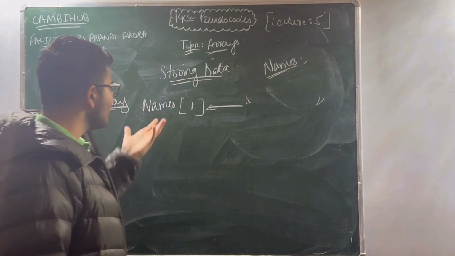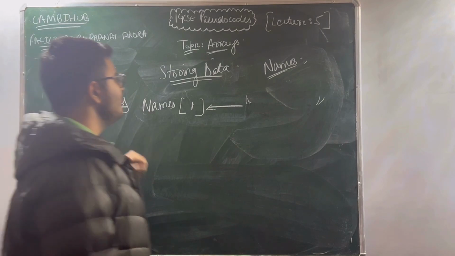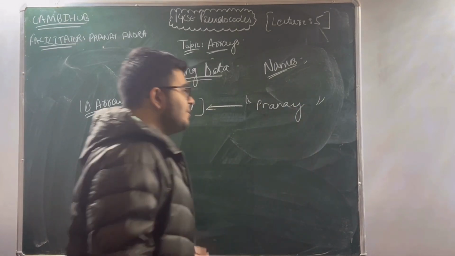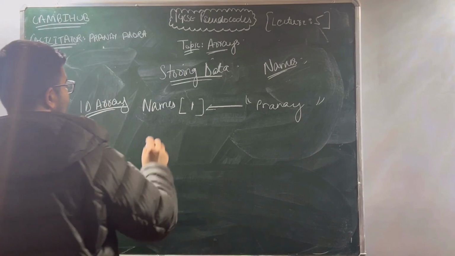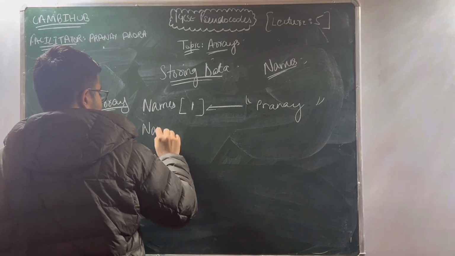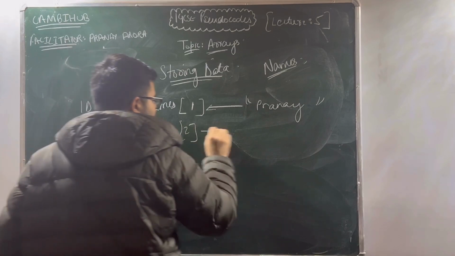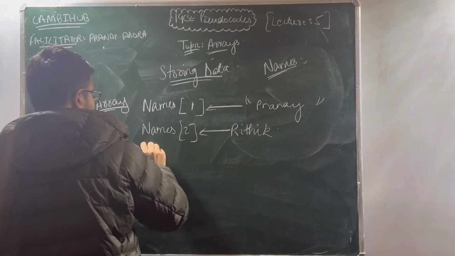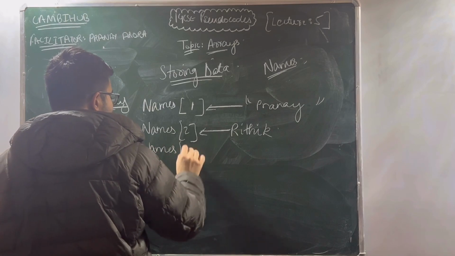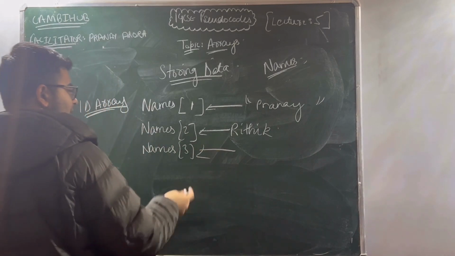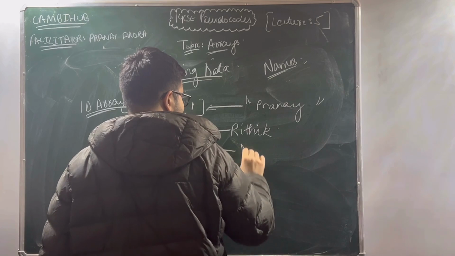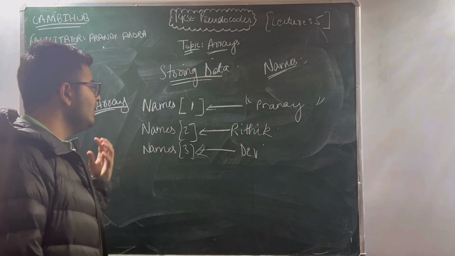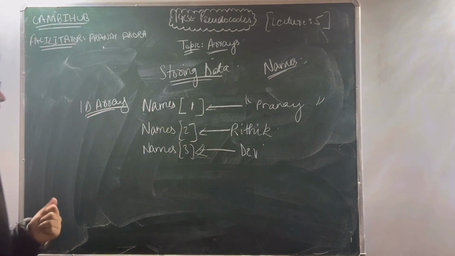So I want to write text. On the first index of this array, I want to store my name, which is Pranay. Suppose on the second index I want to store Ritik. So names, index number 2, I'll store Ritik. Similarly, index number 3, I would store the third name, which will be my friend's name, Dave. This is how you store data inside a 1D array.